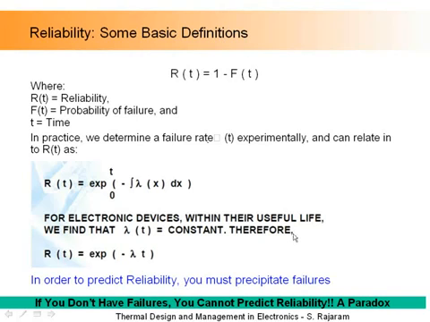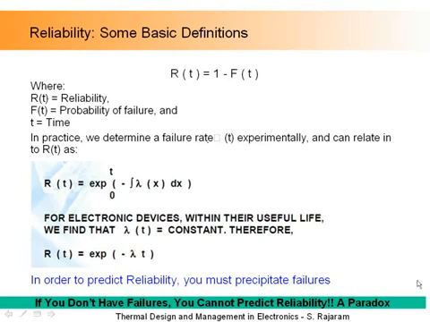So the thing that I want you to remember is that in order to predict reliability, you must precipitate failures. We drive products to failure, and we determine lambda. Once we know lambda, we calculate R. So just believe me when I say lambda is constant, and I'll show you later on why that is so.